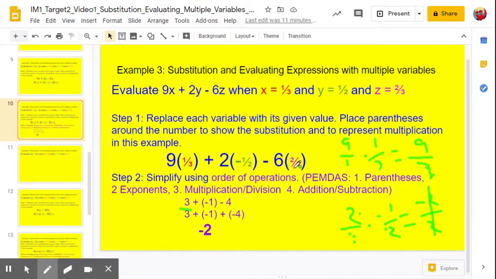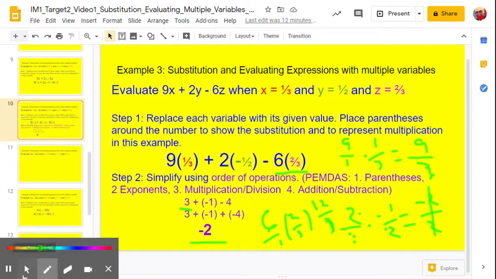And then 6 times the 2/3 here is going to be 6 over 1 multiplied by 2 over 3. So that gets us 12 over 3, which is how I got the 4. And then it was subtracting 4, so it was minus 4. Again, you can change it to add the opposite, so we can make that plus a negative 4. So we have 3 plus negative 1 plus negative 4. 3 plus negative 1 is 2. 2 plus negative 4 gets us down to negative 2 is our answer.